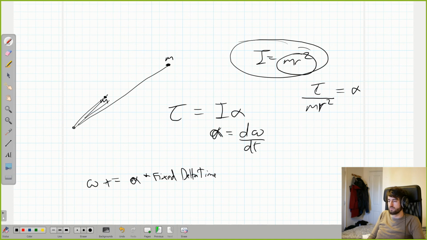So how Unity works, if you do this function AddTorque, what you're essentially telling Unity to do is omega plus equals the torque you gave it over mr squared times fixed delta time. And then obviously it will add this to the angle. So it will do angle plus equals omega, in radians.